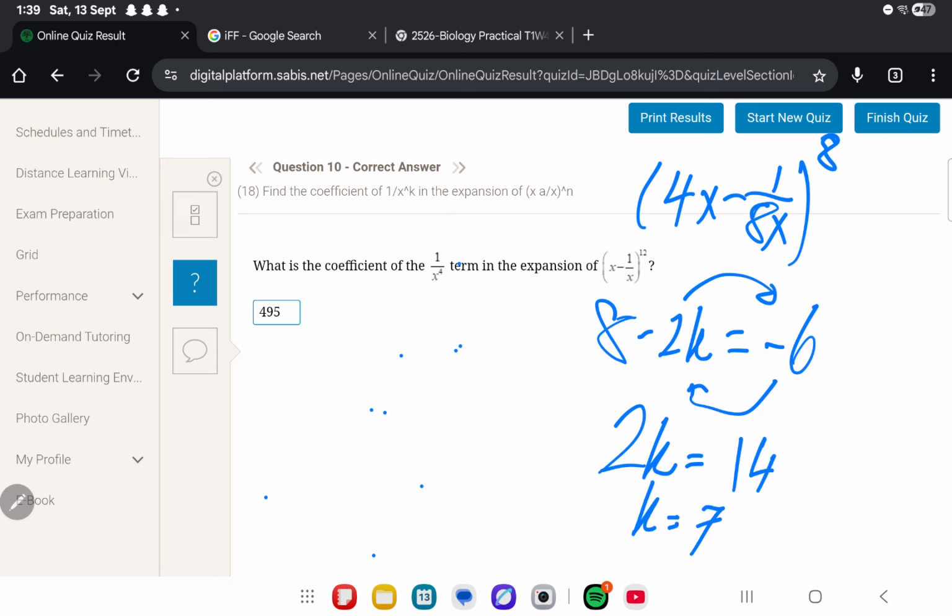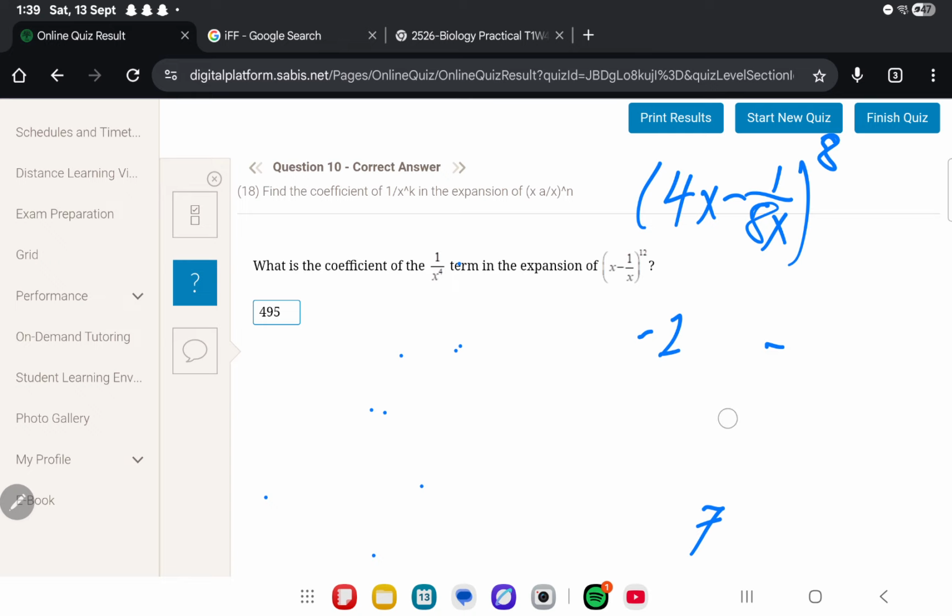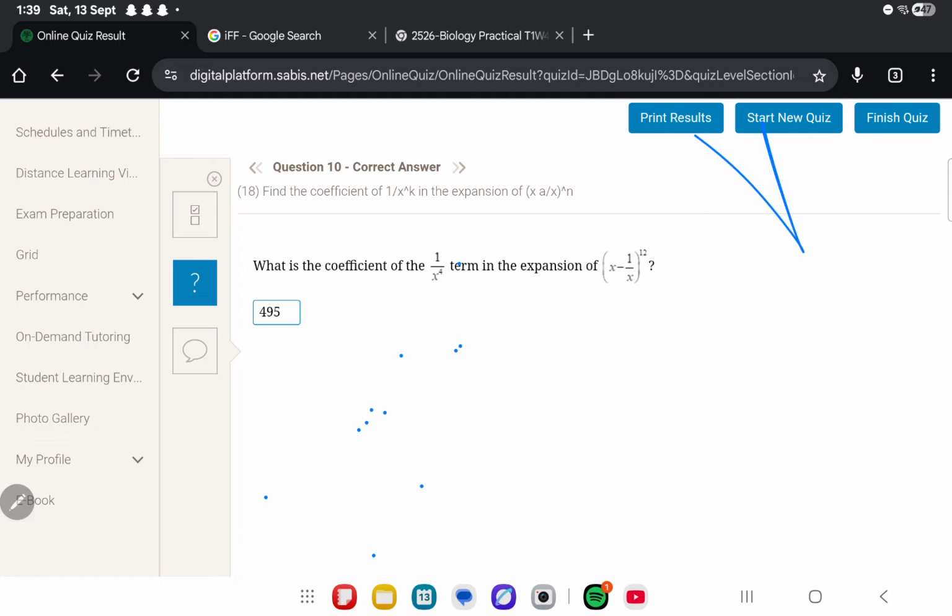Now when you substitute k equal to 7 into this term, you'll find your coefficient. That was just a bunch of yap for no reason. I will show you how to do it properly with this. This is a much simpler example.